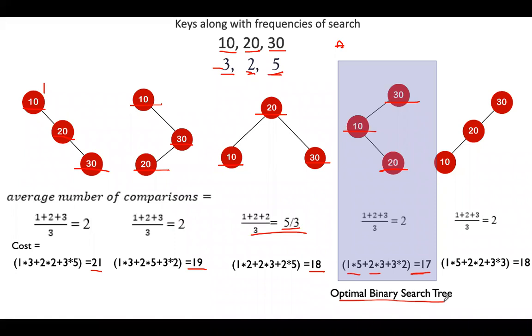Next, this is for only 3 keys. If there are more keys along with the frequency of search, then it's not easy to construct the binary search tree with such minimum cost. For that, an algorithm is there.